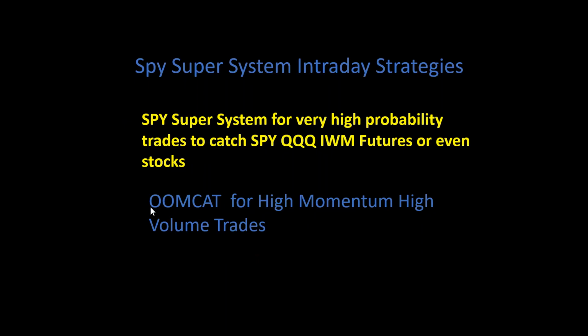And then we have another one that I developed last November called the UMCAT. This is also an intraday strategy using 5-minute charts. And UMCAT stands for out of the money catalyst. We take trades with out of the money puts and calls, and this is the only time you should use out of the money puts and calls. Only when they're constructed like this. Otherwise, you should always be using in the money puts and calls. These are for high momentum trades and high volume trades.